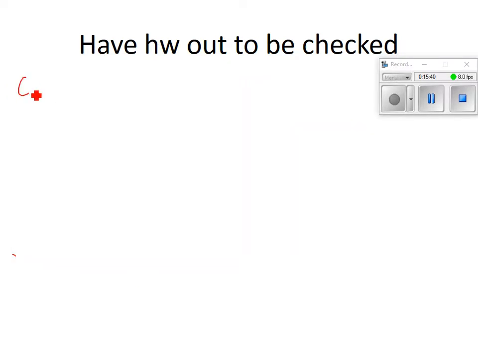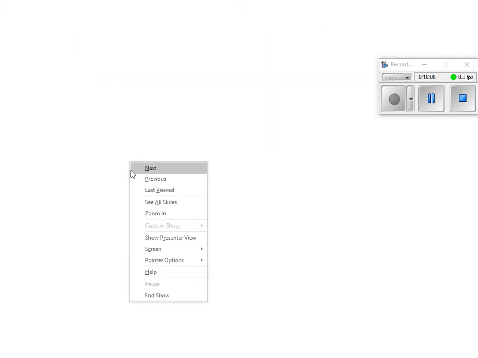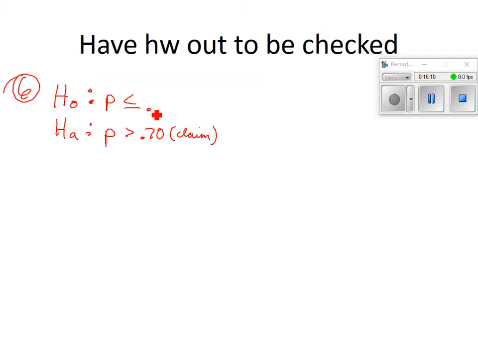Number 6. H0, HA. This time their claim was P is greater than 0.70, so that's going to be our HA. That's the claim. That means our null hypothesis has to be P is less than or equal to 0.70. If it's less than or equal to, that tells us it's a right tail.